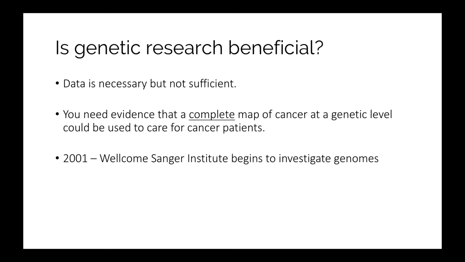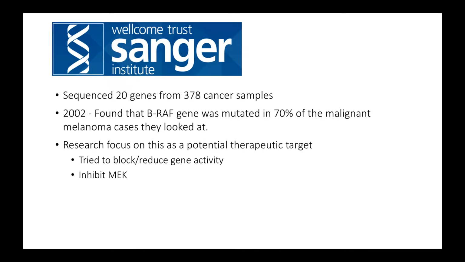Now, thankfully, previous studies have looked at cancer at a genomic level prior to the implementation of the Genome Atlas, and these studies have resulted in important discoveries that led to better treatments. First is the study from the Sanger Institute that began in 2001. The Sanger study sequenced about 20 genes in 378 cancer samples, and they found that the BRAF gene was mutated in about 70% of the malignant melanoma cases they looked at.